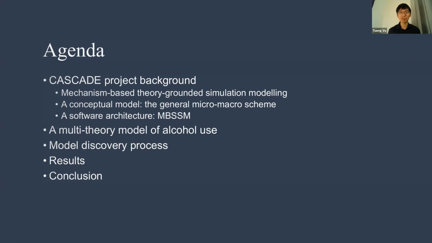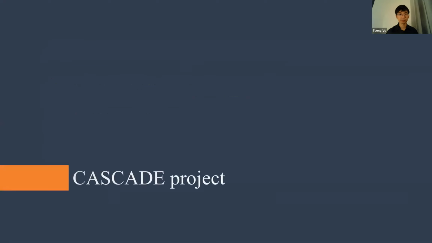So the agenda of my talk today is, first, I'm going to go really briefly through the Cascade project. We try to do mechanism-based, theory-rooted agent-based simulation. And then I'm going to talk about how we do that in the alcohol use context, the model discovery process, the result of that, and the conclusion.